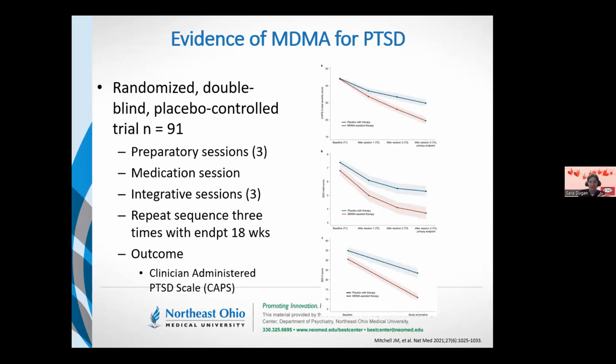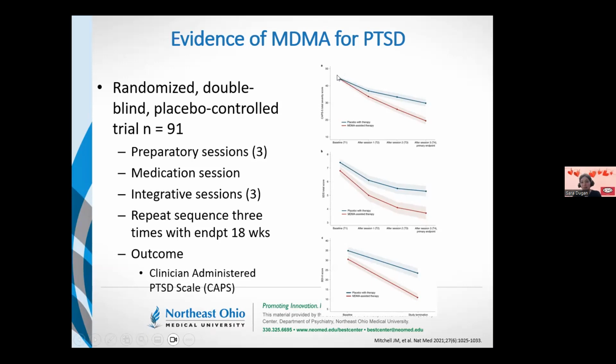And then after the medication session, there are 3 integrative sessions to really talk through what the experience was, help the patient with processing. And then that whole sequence is repeated. 3 prep sessions, medication or placebo is administered, and then 3 of those integrated sessions afterward. For the PTSD patients, their primary outcome was changes in the clinician-administered PTSD scale. And what they found, these are the results from the trial.